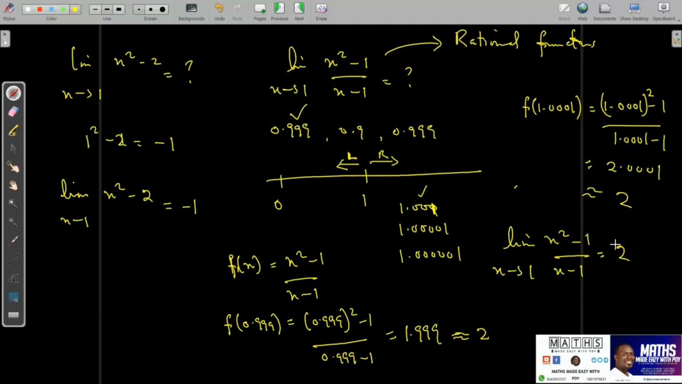Please, do you agree with what I've done here, before I show you algebraically how you can get the same answer as 2? Please, do you understand what I've done here? Yes, please. I'm not hearing from you. Do you all get it before I move on? Yes, sir. All right.